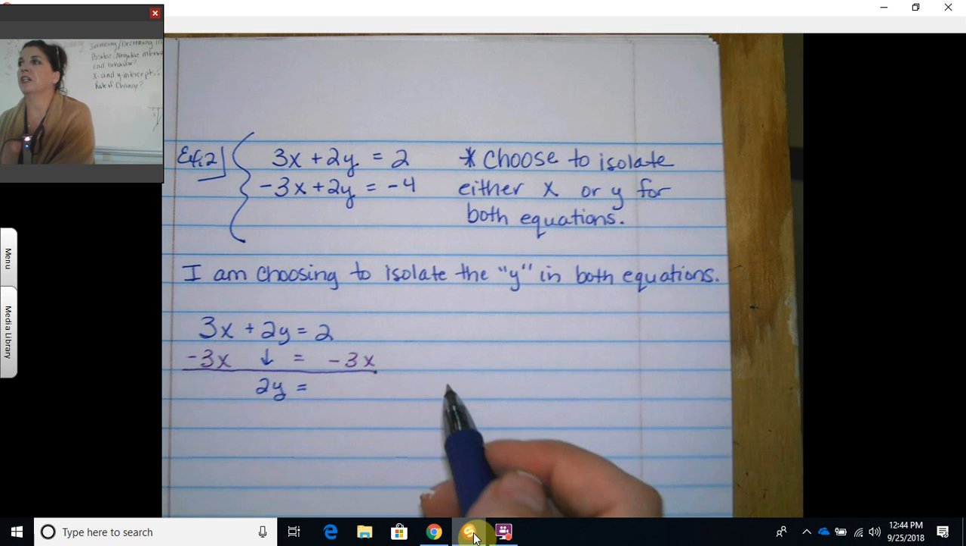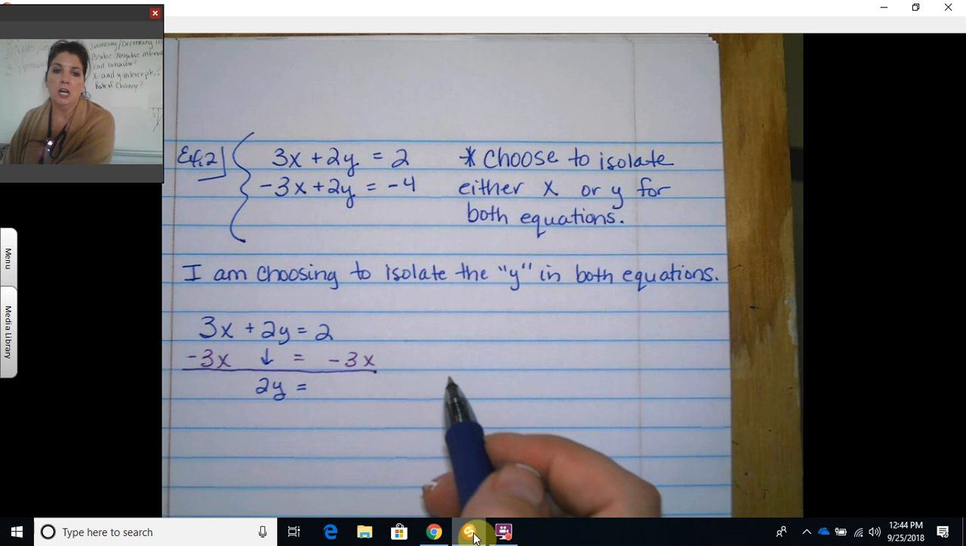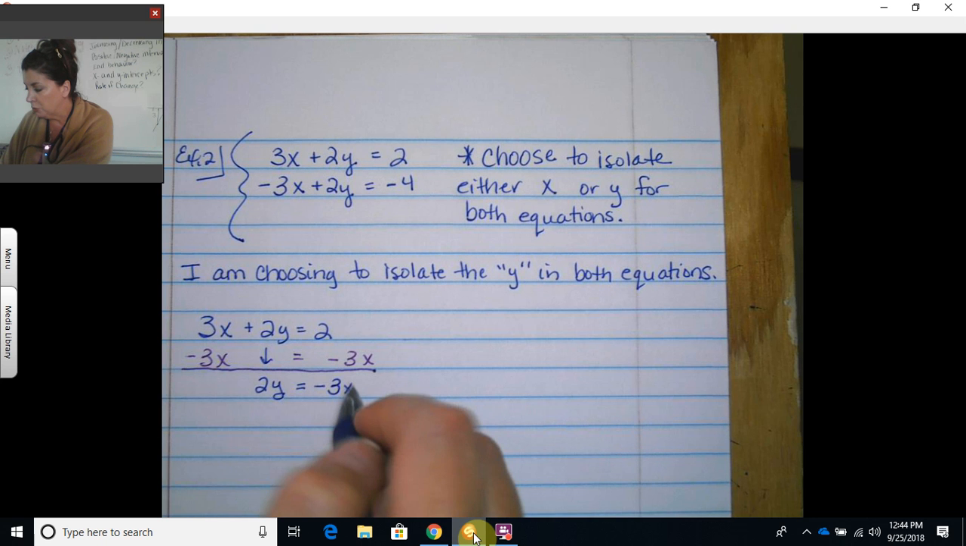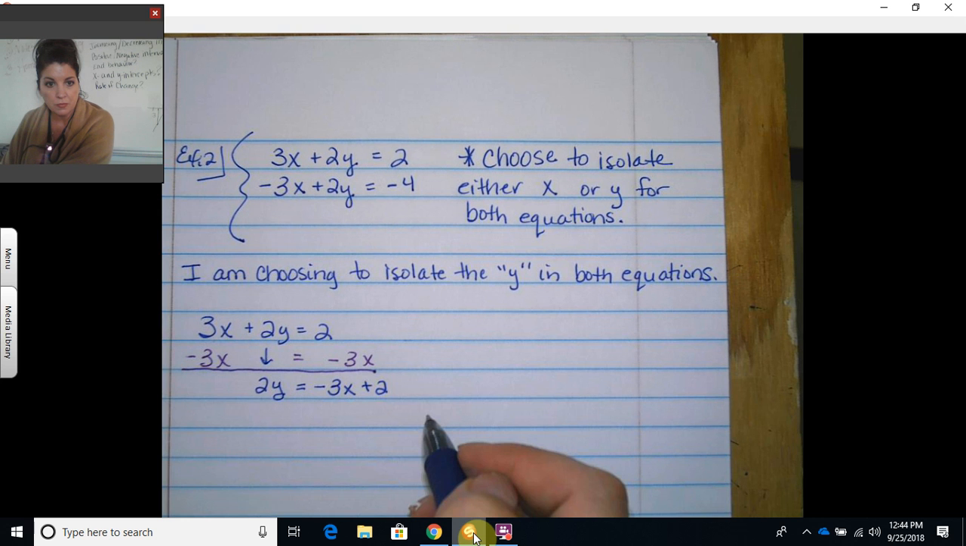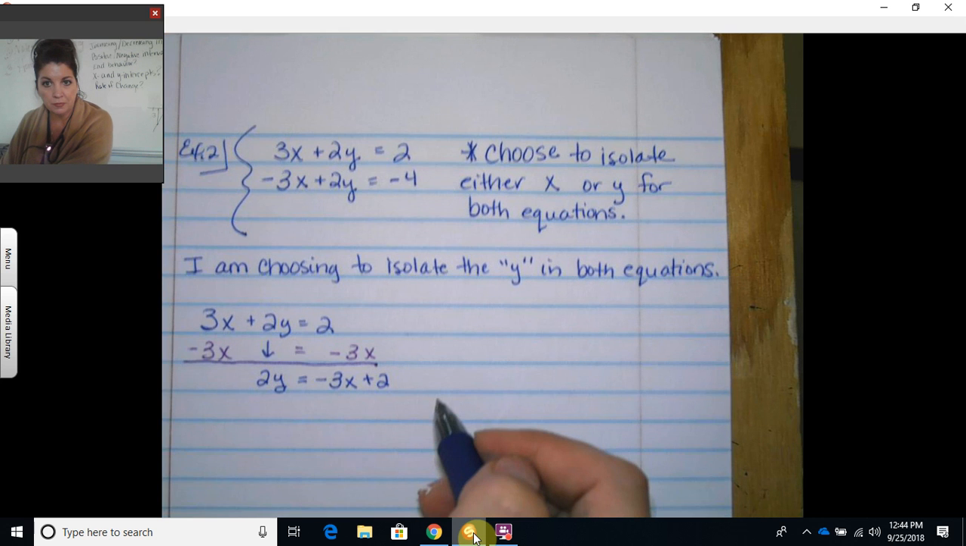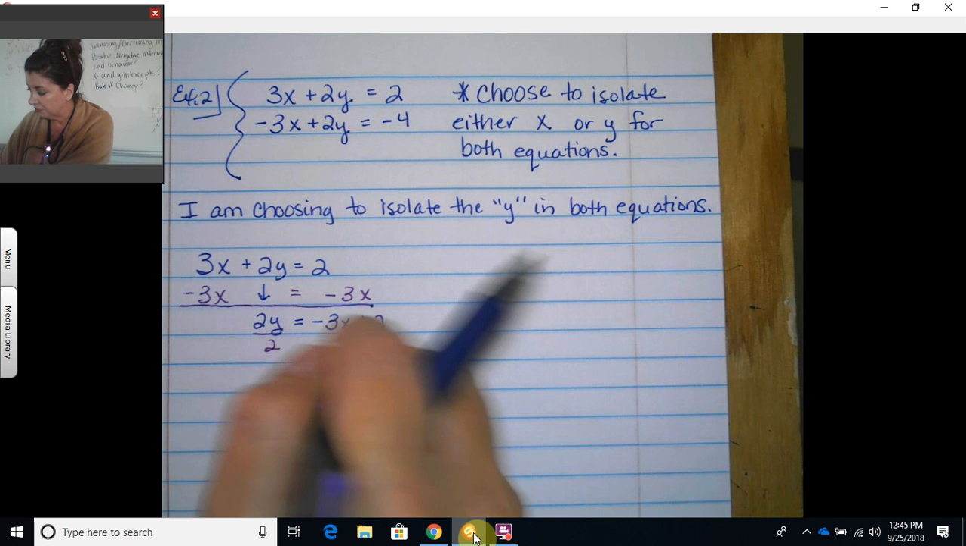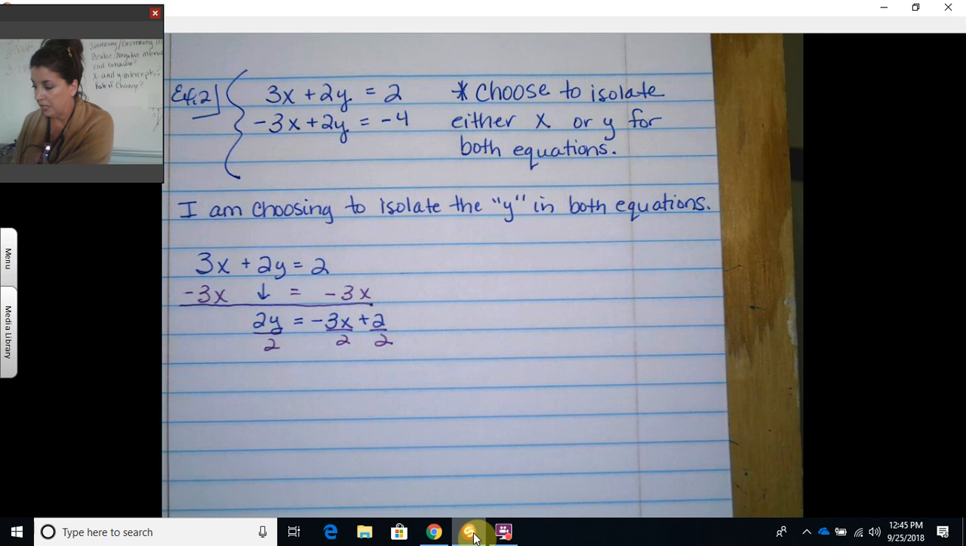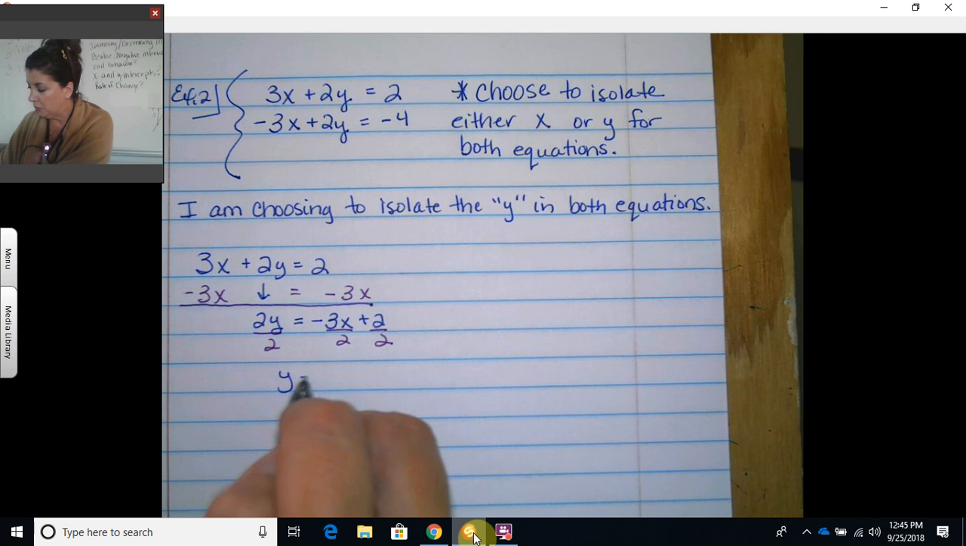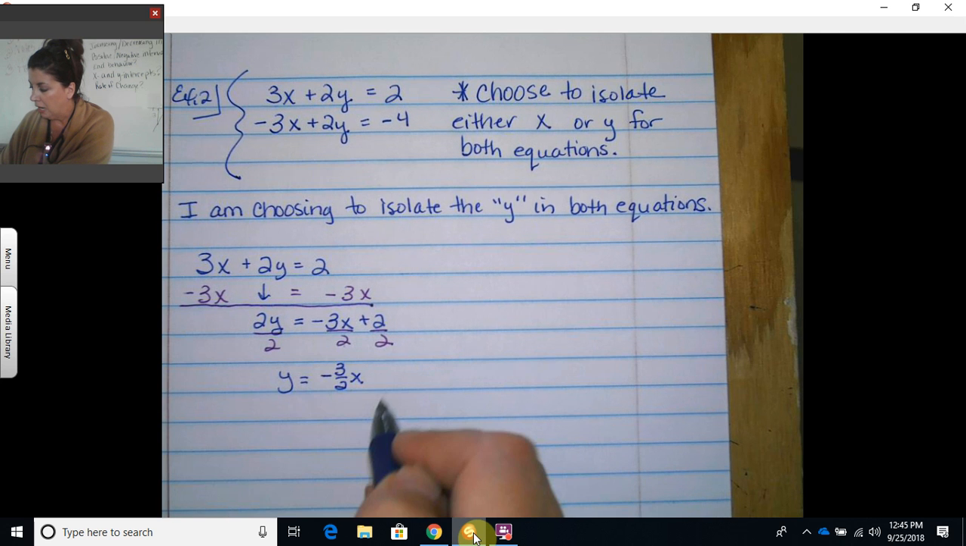Are those like terms? No, and I'm just going to write it in slope-intercept form. So I would put the term with x first. It is negative, so that'd be negative 3x. 2 is positive, so plus 2. Then what? Divide each term by 2. So 2y divided by 2 is y equals negative 3x divided by 2. I'll just write that as negative 3 halves x. And positive 2 divided by positive 2 is positive 1.